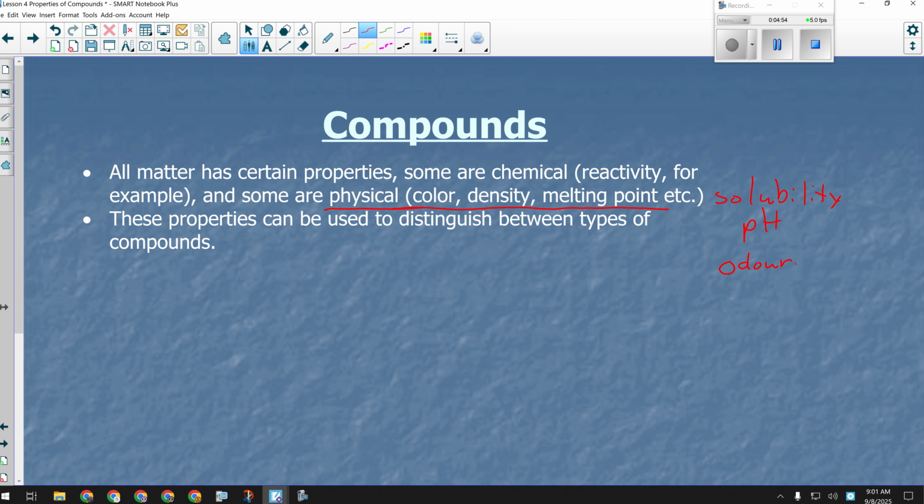All right, questions on the physical properties? We will talk about chemical properties later on in the unit. Chemical properties are basically, do you react with this? Do you react with that? Stuff like that.